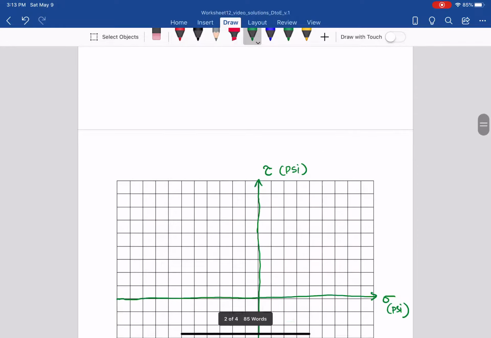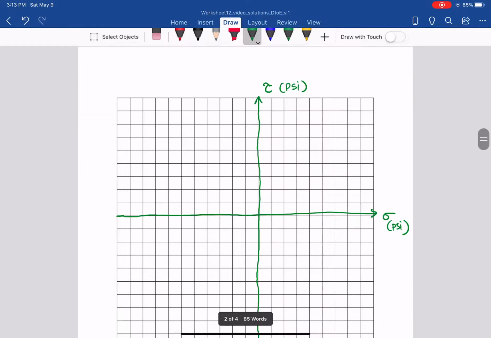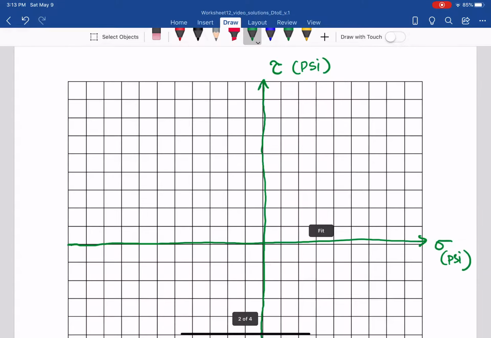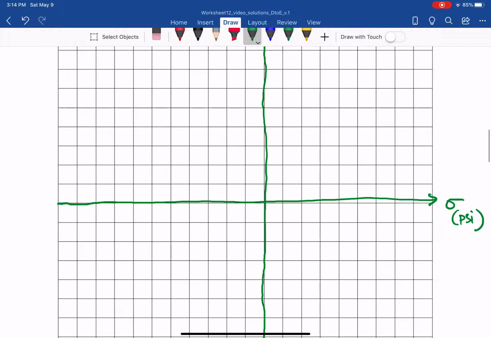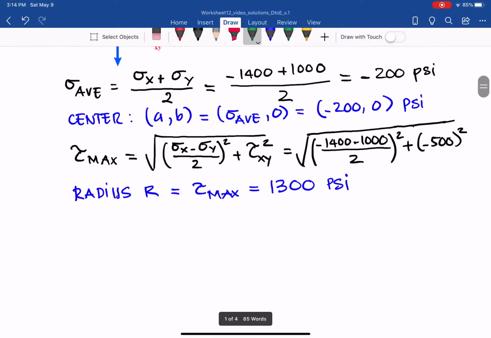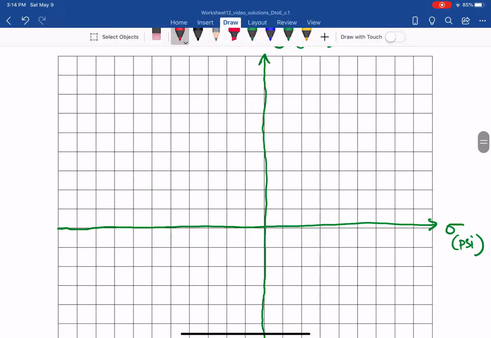We have the radius is 1300 psi. So let one square represent 200. So 200, 400, 600, 800, 1000. That's perfect. So each square here I make it 200. So the center is negative 200, 0. So you have the center is here, negative 200, 0. So that actually is sigma average, 0.